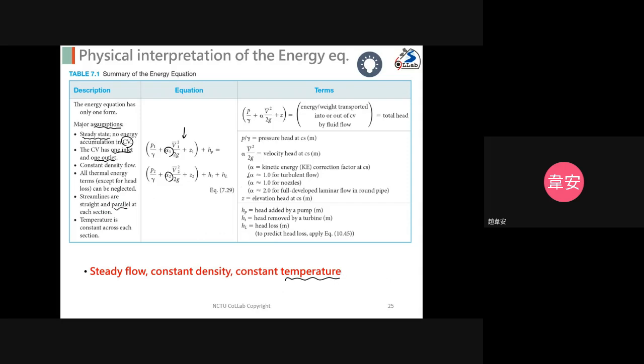And this just summarizes the different alpha correction factors related to the different conditions. So for turbulent flow and nozzle problems or uniform flow problems, we always use alpha equal to 1. And for laminar flows in a round pipe, we use alpha equal to 2. Okay, and the energy heads are the pump head, turbine head, and the head loss for our problems.